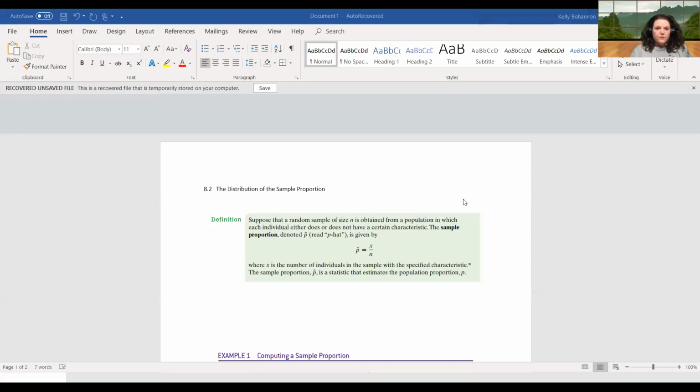Okay, notes for 8.2, the distribution of the sample proportion. First of all, let's talk just a second about proportion.